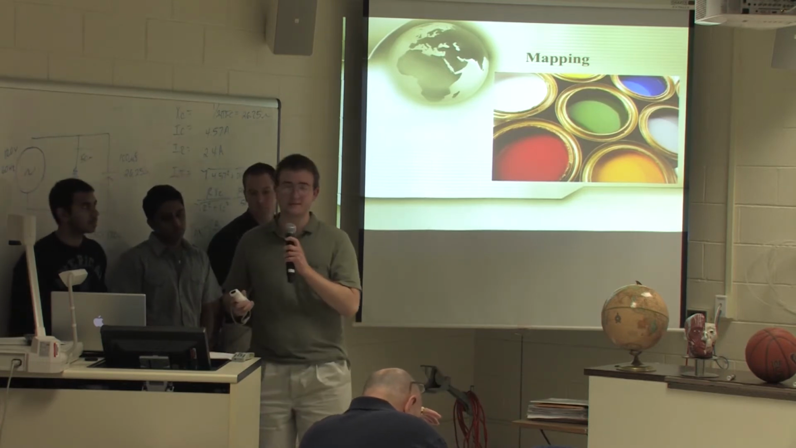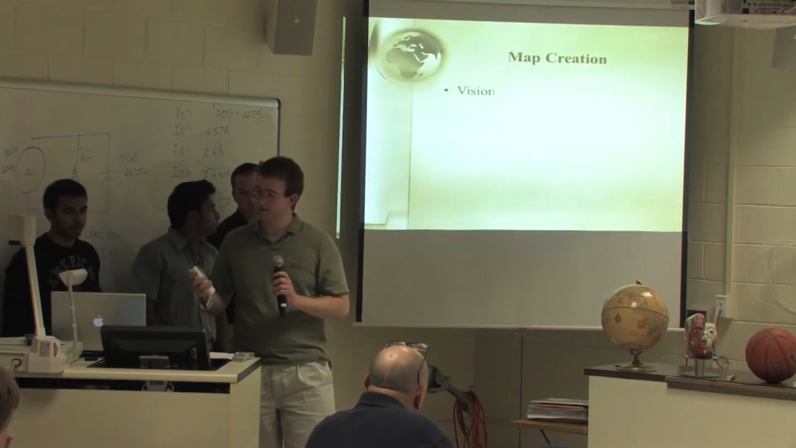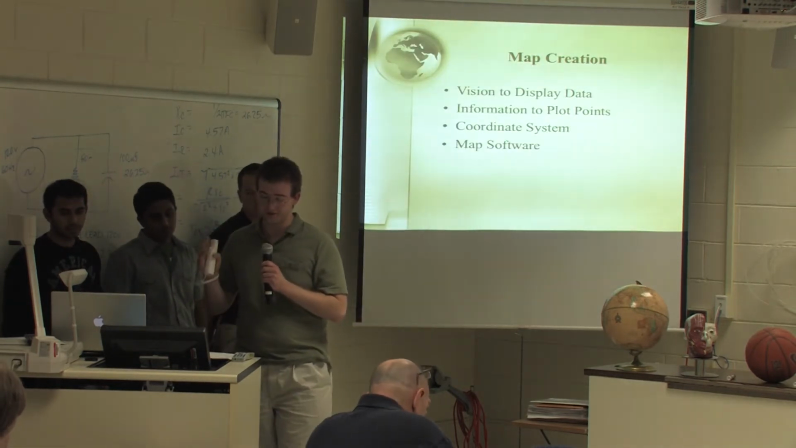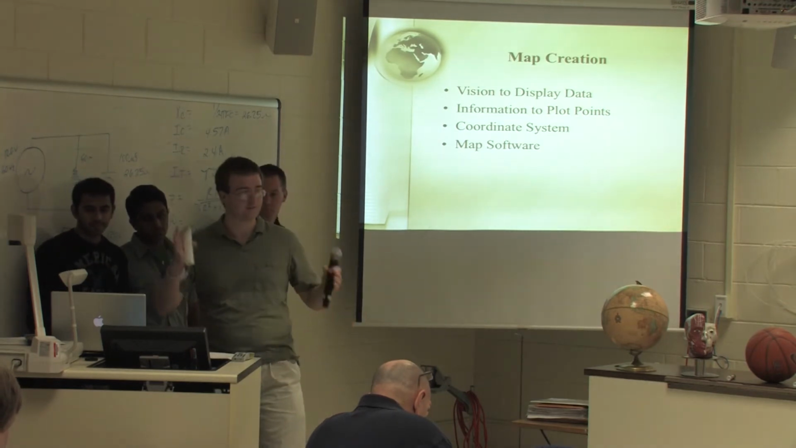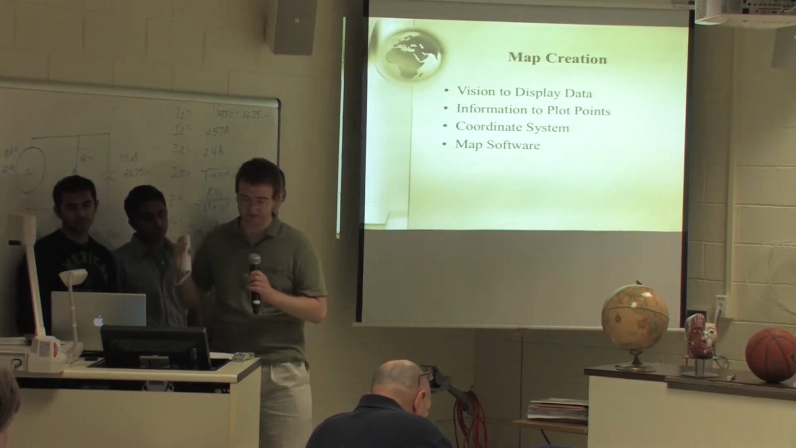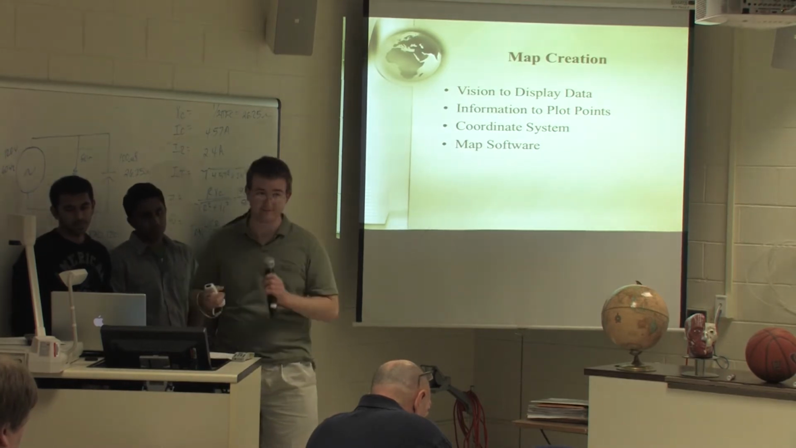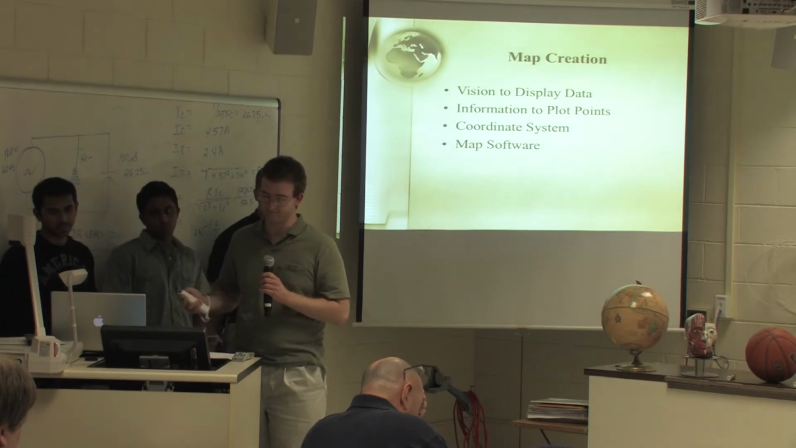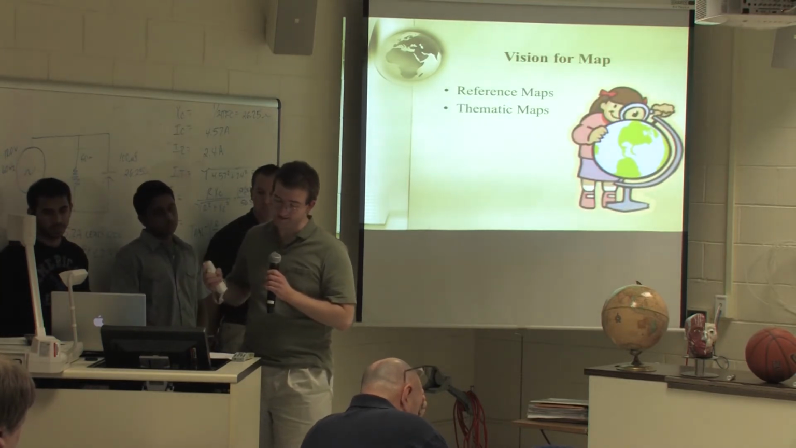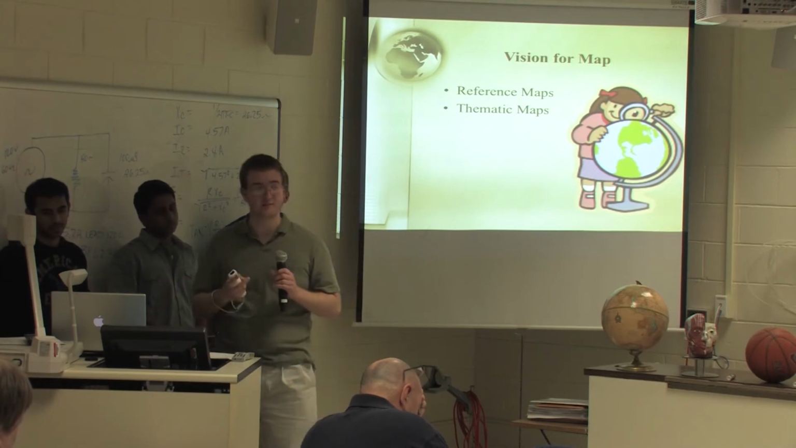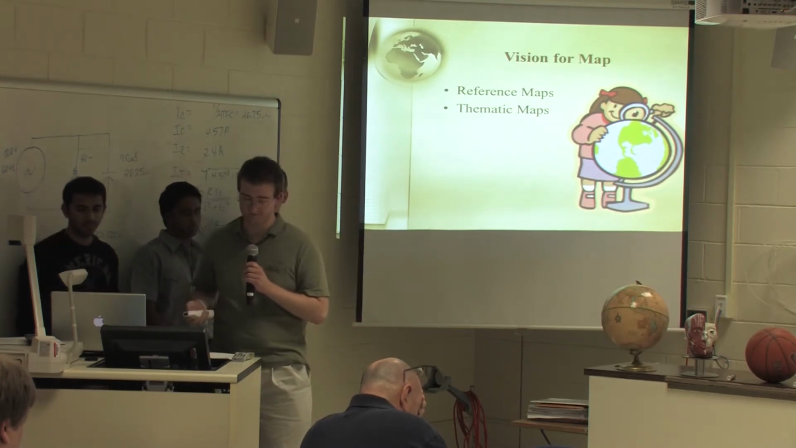Another important aspect is creating the maps. There are multiple steps in this, which include vision to display the data, knowing what your information is for plotting the points, as well as the coordinate system and map software to display all of your data. For the vision, you need to understand the data you're working with, and there are two types of maps, which include the reference map and the thematic map.